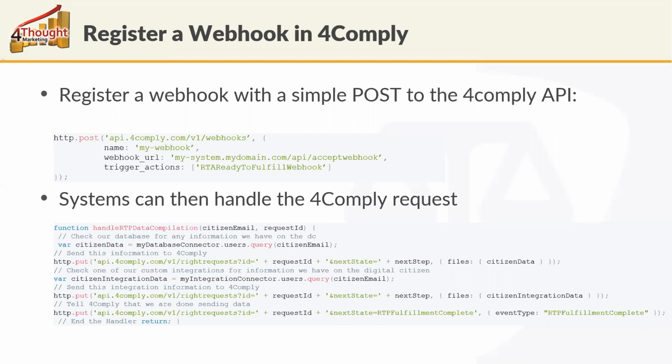and the ID of the request, and pretty much get the information from our system, capture that in, again, whatever format, hopefully JSON or a similar format, that can be pushed up to 4Comply through a PUT request, indicating the request ID and, again, whatever state the process is. And your system can then send the information to 4Comply and change the status to make sure what's the next step.